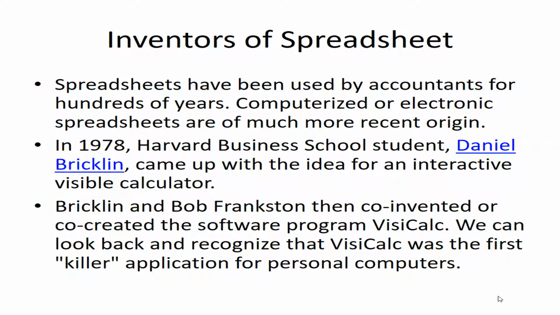Spreadsheets in general have been used by accountants for hundreds of years. Computerized, or electronic, spreadsheets are of much more recent origin. In 1978, the Harvard Business School student Daniel Bricklin came up with the idea for an interactive visible calculator. He was a graduate student with his friend Bob Frankston. They both co-invented and co-created a software program called VisiCalc.